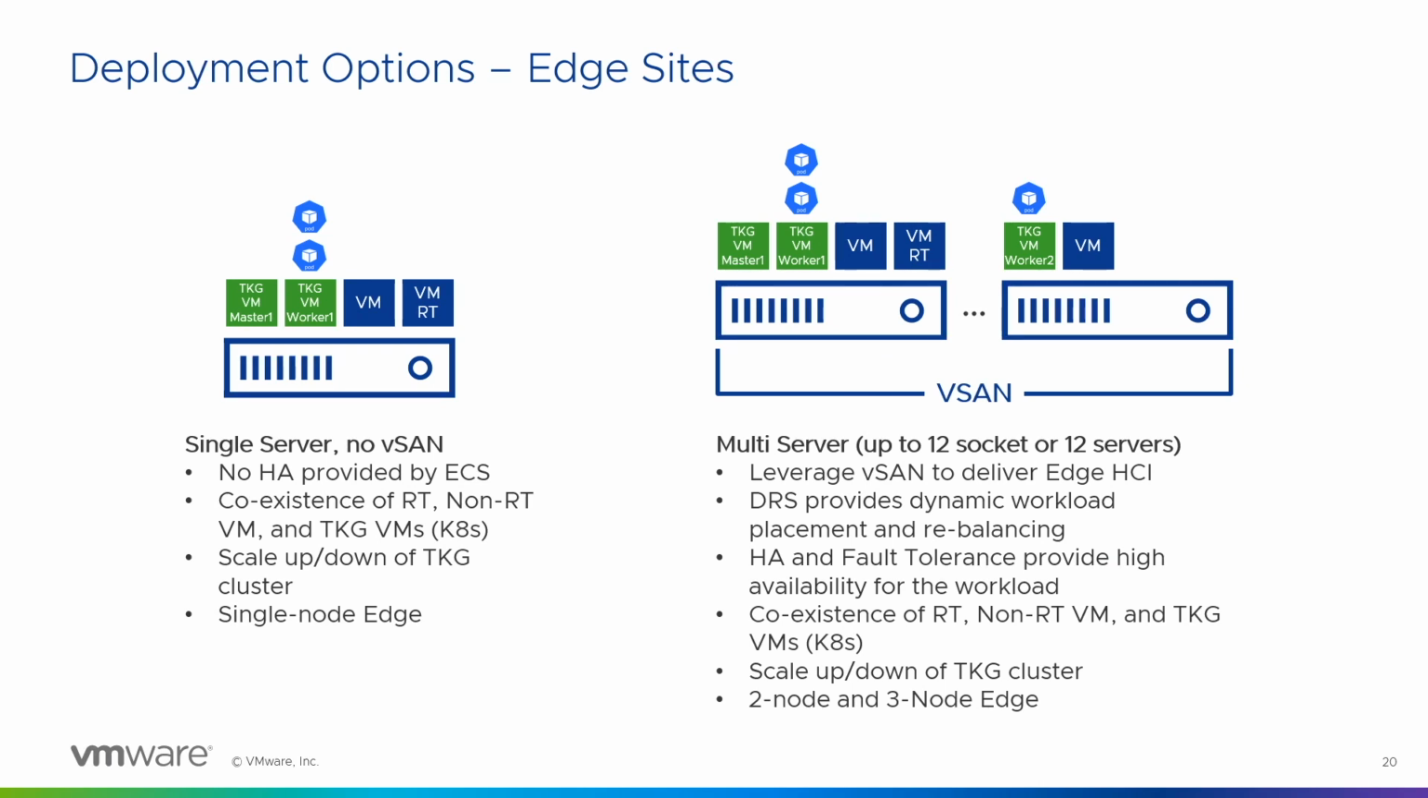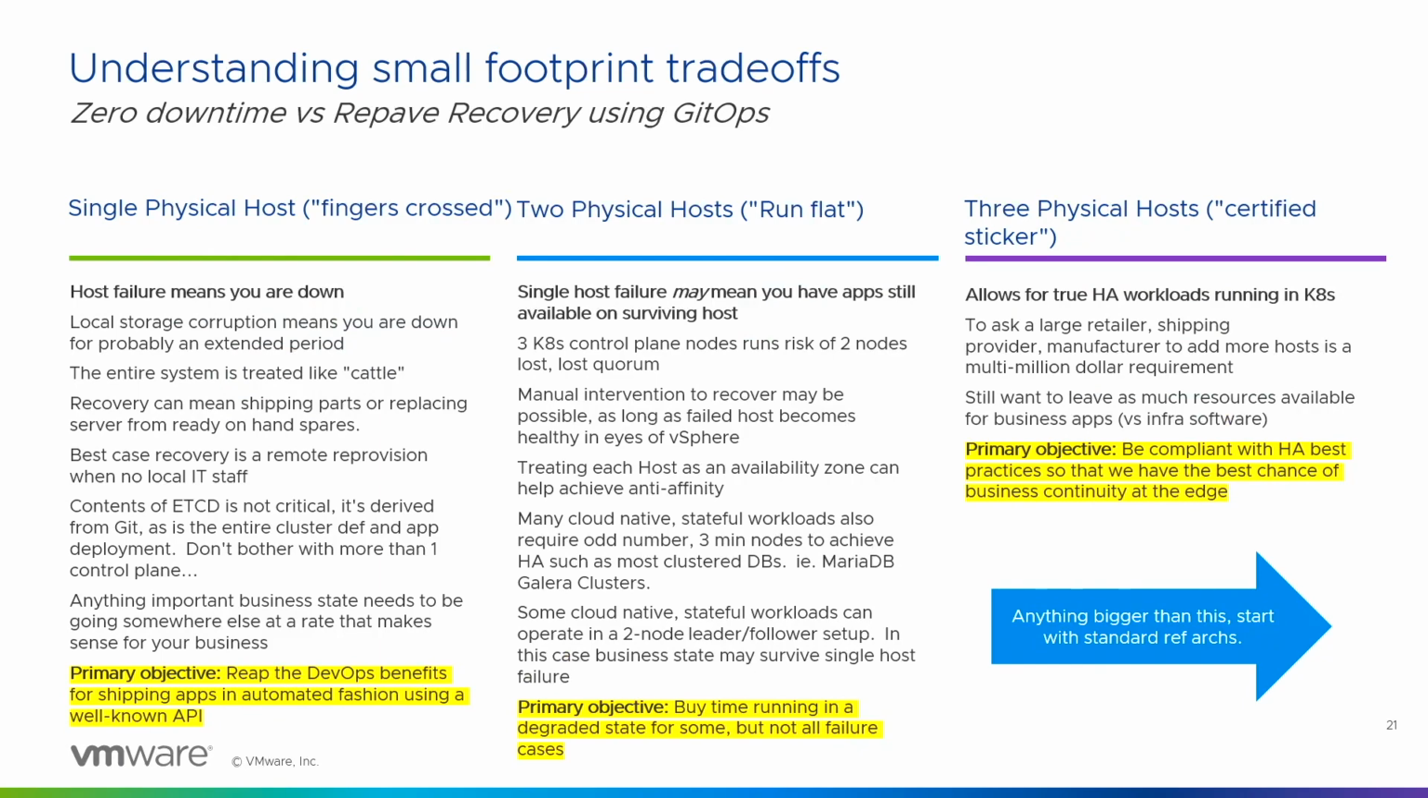All right, just very quickly, this is summarizing your options at the edge. You can have a single node, or you can have multiple nodes using vSAN, and then run your VMs and Kubernetes on top of that. And we're pointing out in this case the pros and cons of the two different approaches. And I think Michael, yeah, there's a little bit more detail about the trade-offs.